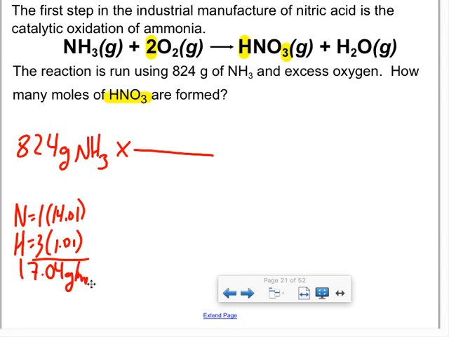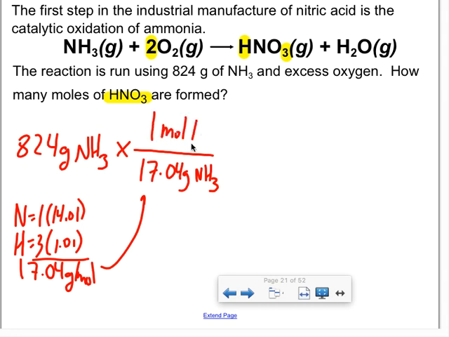grams per mole. All right, now I'm in grams, so that means grams has to go on the bottom. This goes on the bottom. 17.04 grams of NH3. I don't know if I said NH4, I meant to say NH3. That is equivalent to 1 mole of NH3. So if I were to measure out 17.04 grams of NH3, I would have a mole of NH3.